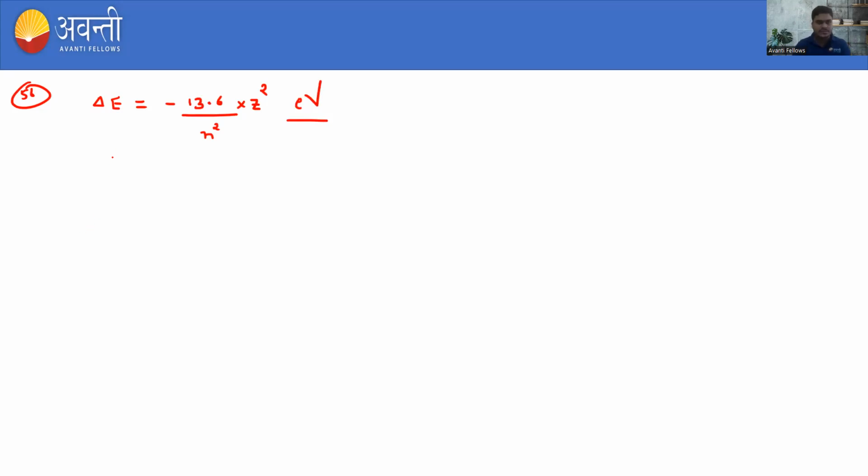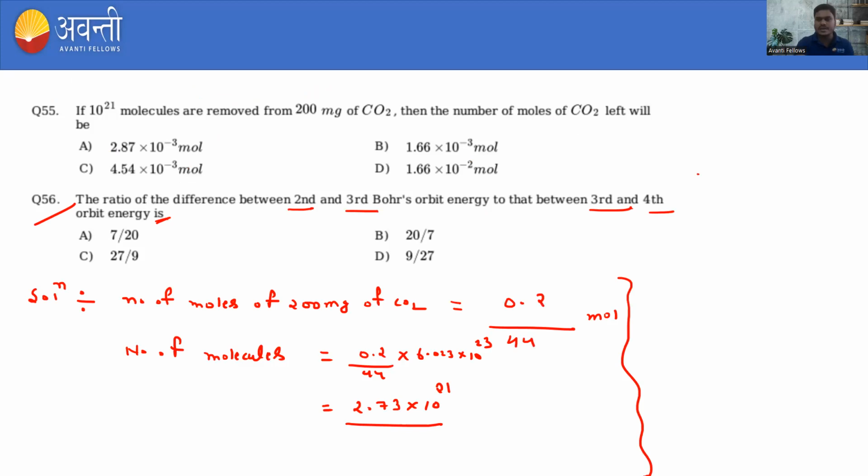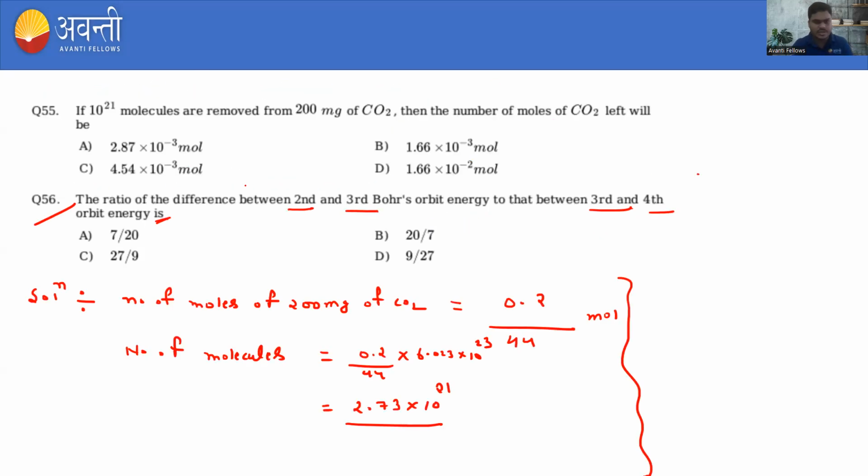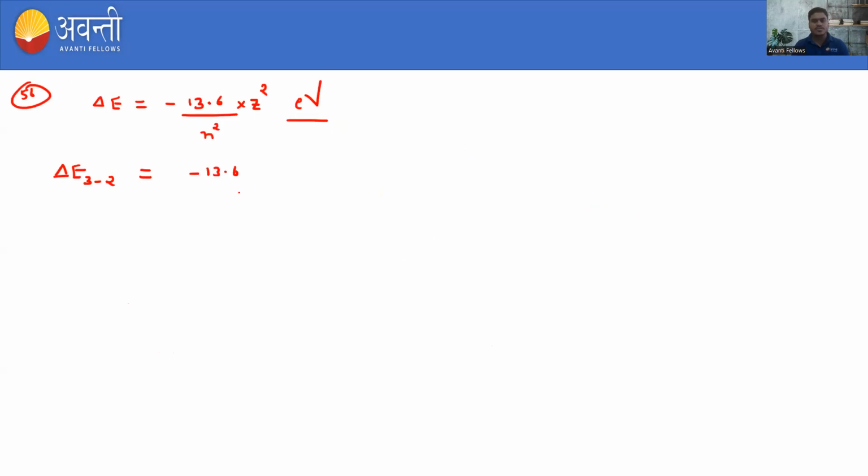Now, from where to where do we need to calculate? From second to third and from third to fourth, right? So let's calculate for the second to third first. The energy change from 3 to 2 is minus 13.6, and the Z square value is 1 for hydrogen. For hydrogen, Z is always 1. So we have to subtract 1 upon n square, where n is 3, so 3 square, and this is 2 square. So the value comes out to be minus 13.6 into 1 by 9 minus 1 by 4.